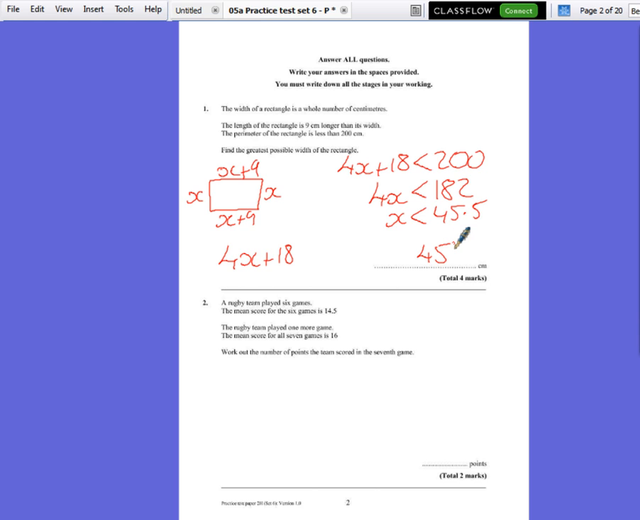Question 2. A rugby team played 6 games and the mean score after the 6 games was 14.5 points. And the rugby team played 1 more game and the mean score for all 7 games was 16. Work out the number of points they scored in the 7th game.